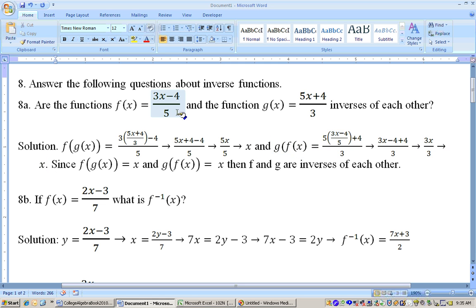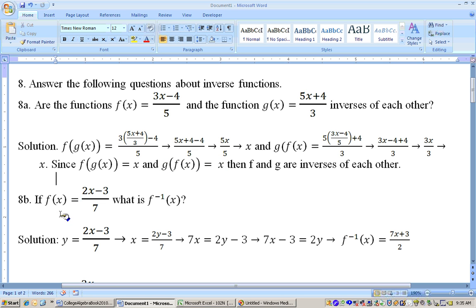Now we have to see if we get the same thing if we do g of f of x. Well, g of f of x means put this function right here in for the x, so it'll be 5 times this quantity plus 4, over 3. And that's what we have right there. The 5's cancel out, so we get (3x minus 4 plus 4) over 3. Minus 4 plus 4 is 0, so we just get 3x over 3, and 3x over 3 is x. So since they both equal x, f and g are inverses of each other.